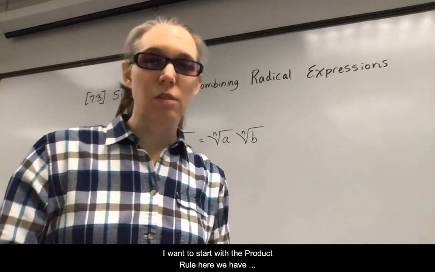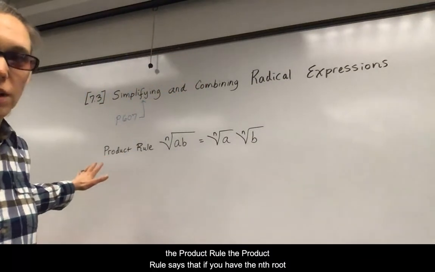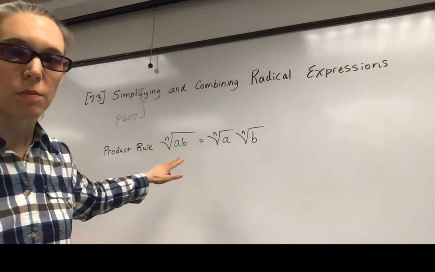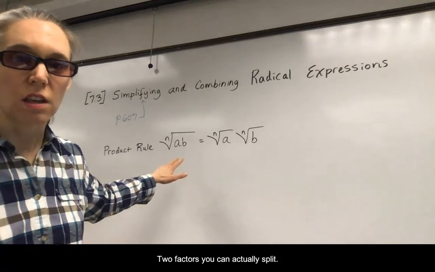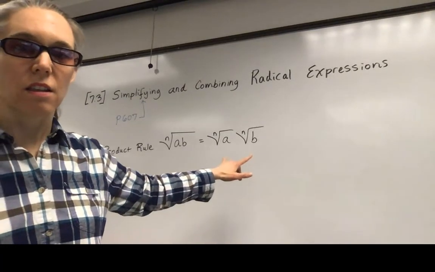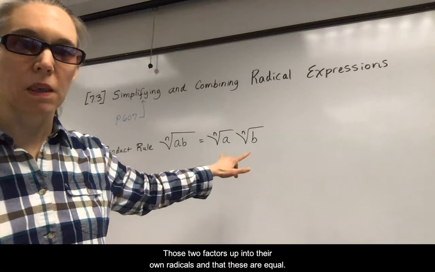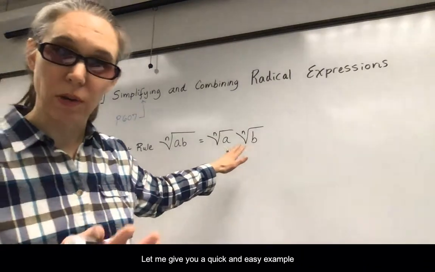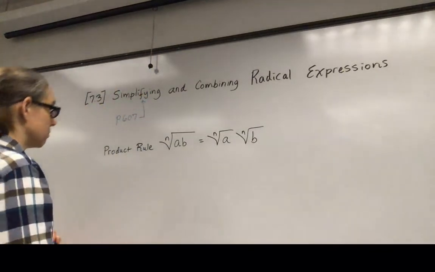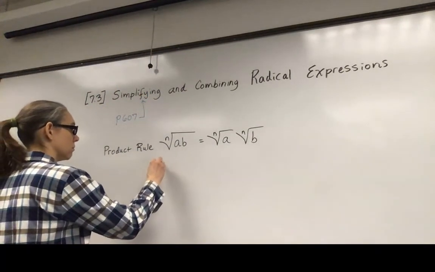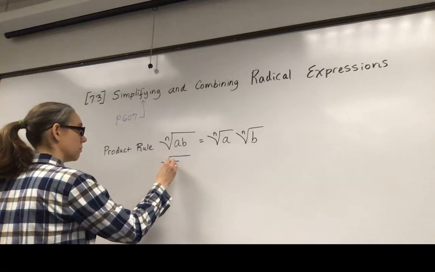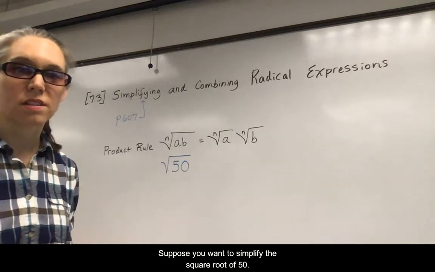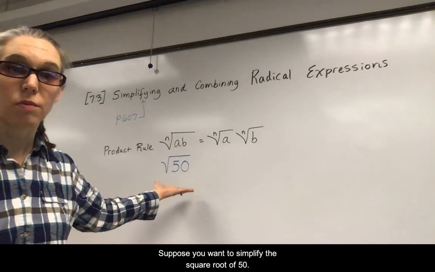Okay, so I want to start with the product rule. Here we have the product rule. The product rule says that if you have the nth root of the product of 2 factors, you can actually split those 2 factors up into their own radicals, and that these are equal. Let me give you a quick and easy example. Suppose you want to simplify the square root of 50.